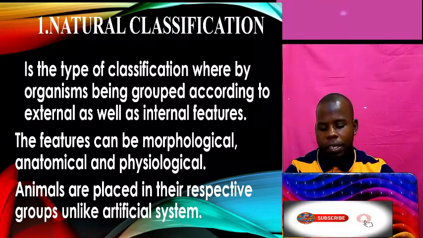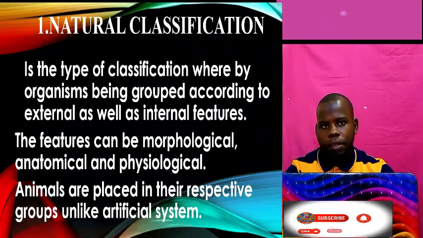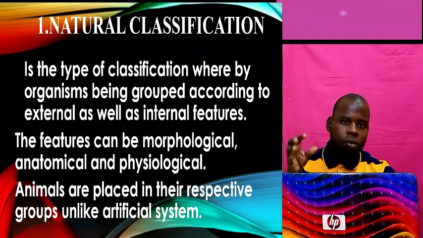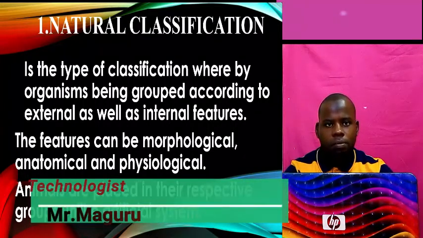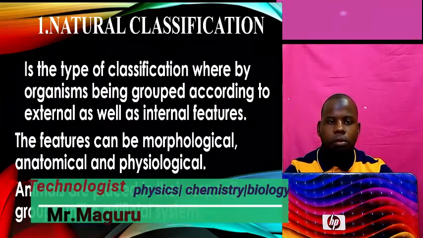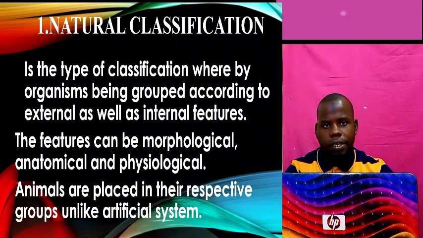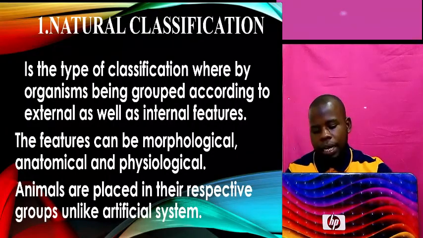Animals are placed in their respective groups, unlike the artificial system. In the artificial system you can mix, but in natural classification you have to study in depth in order to know everything about the organisms, and you group them according to the right, accurate features of that organism, internal and external. That is natural classification.